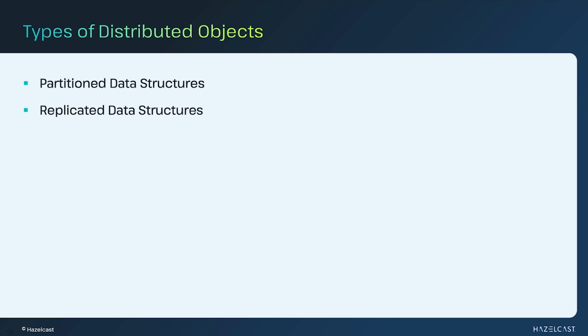CP data structures like semaphores and locks are somewhat like replicated structures in that they are replicated across multiple members, but they're really their own thing and play by their own rules. We'll cover the CP subsystem in future episodes.